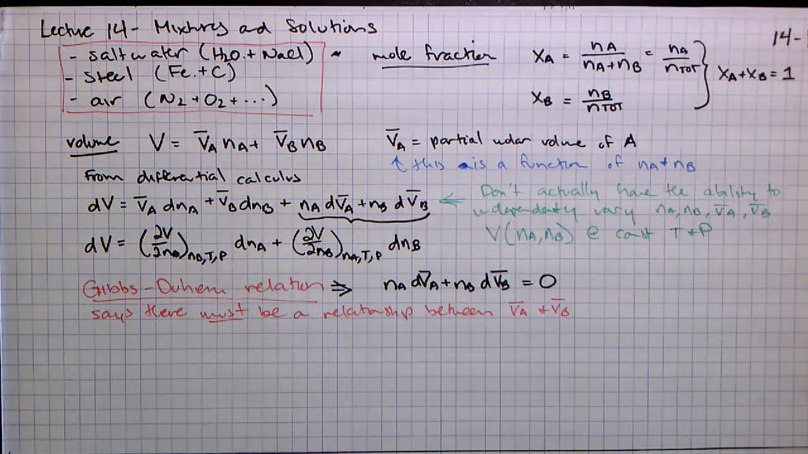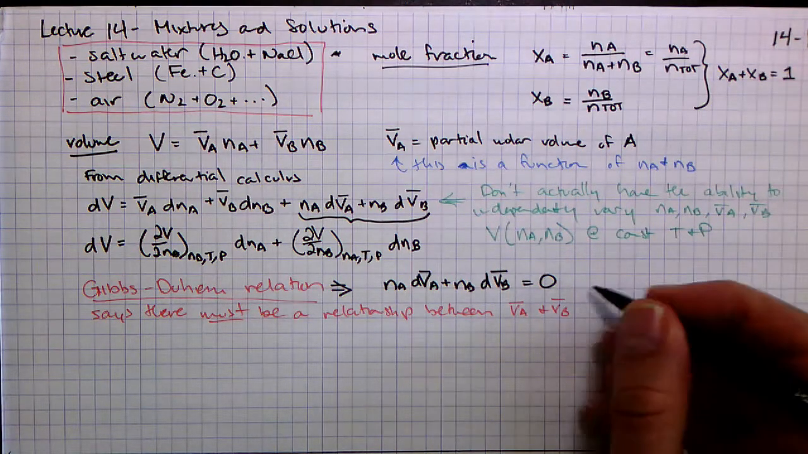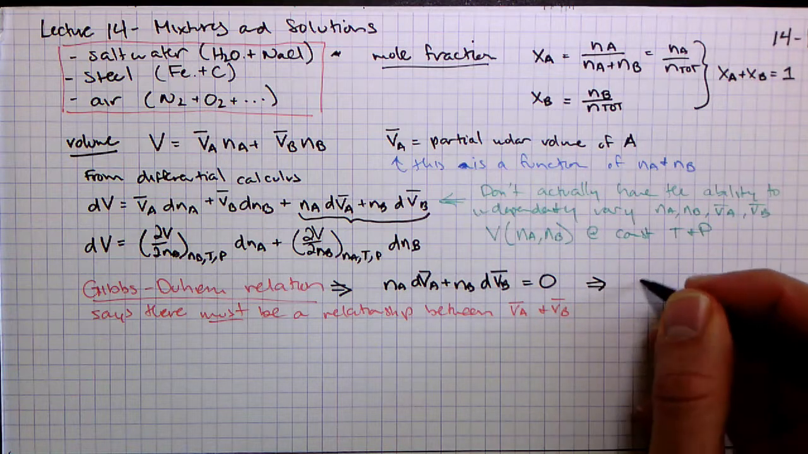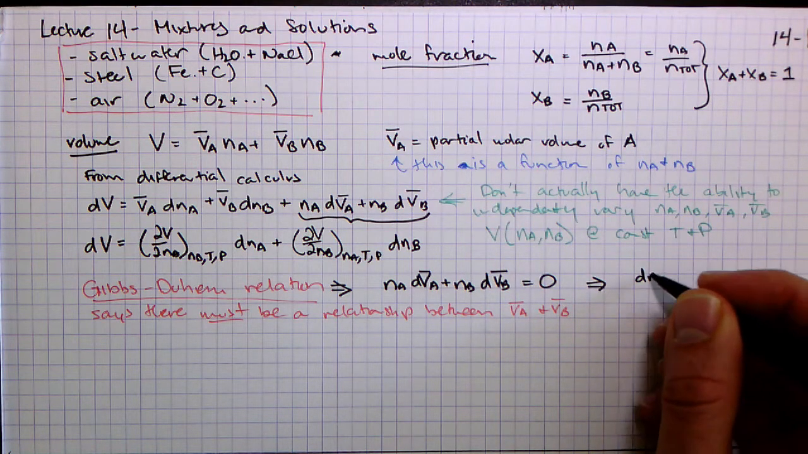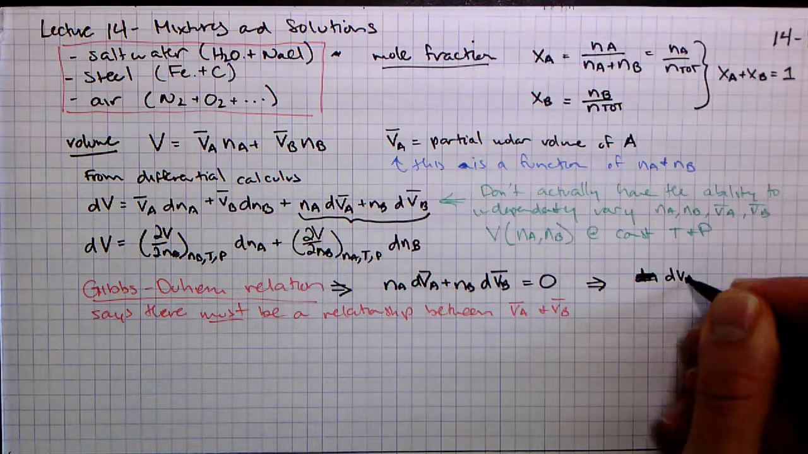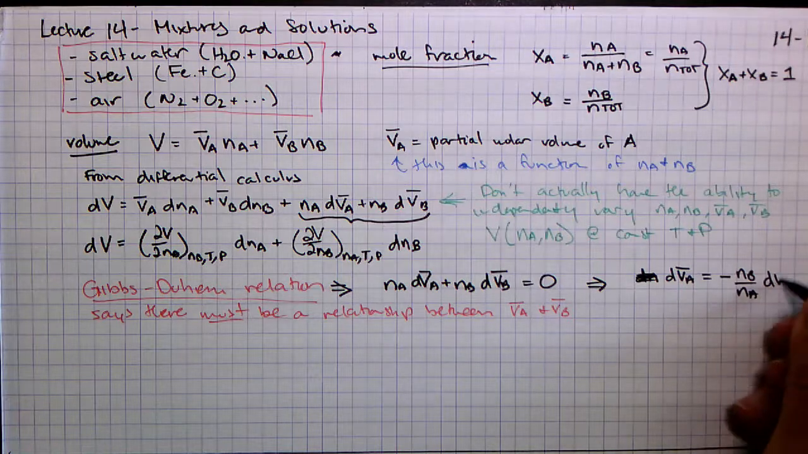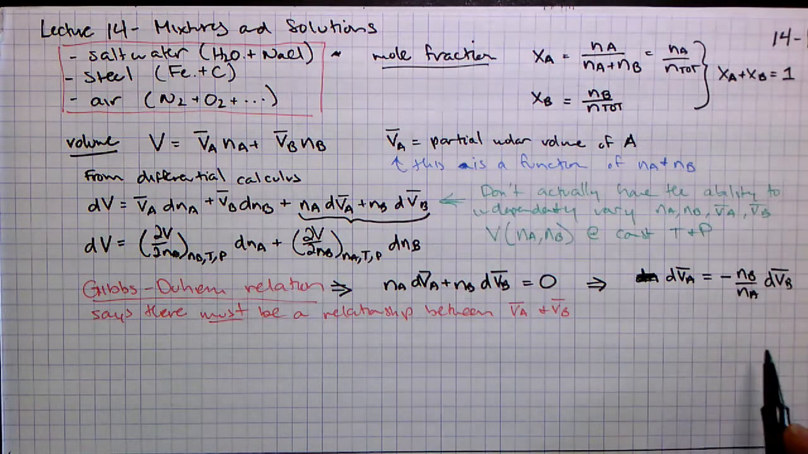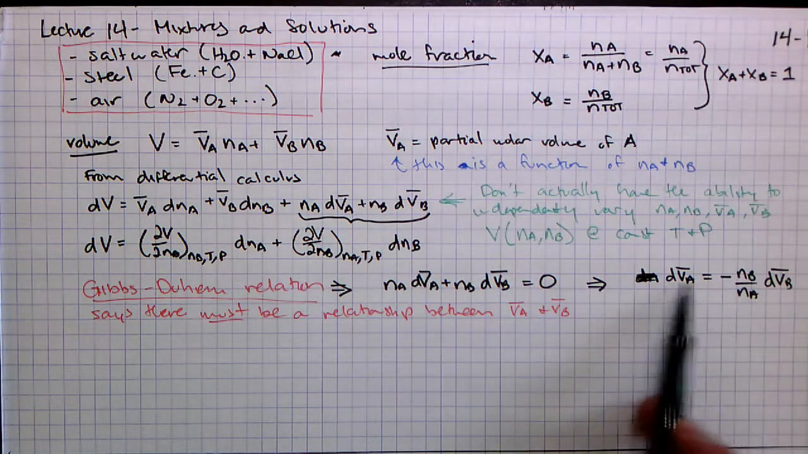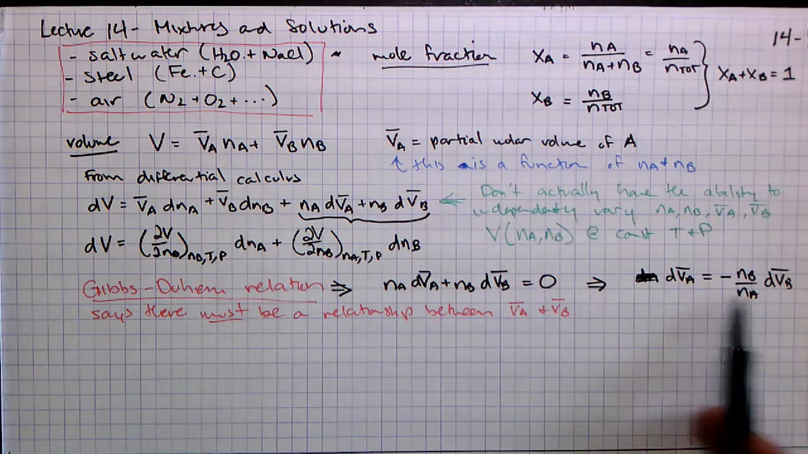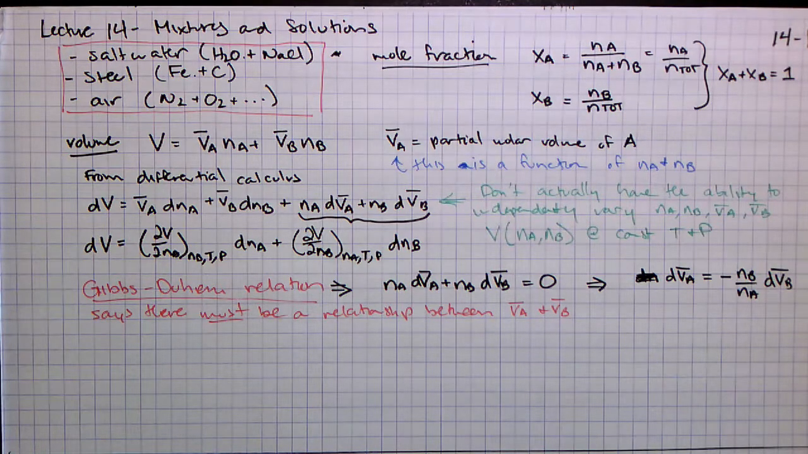And in particular, that relationship must be that dVA is equal to minus NB over NA dVB, right? So if we make a change in VB, there must be a corresponding change in VA, and vice versa.